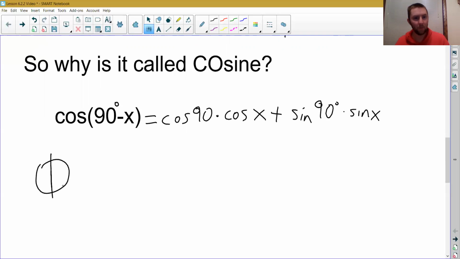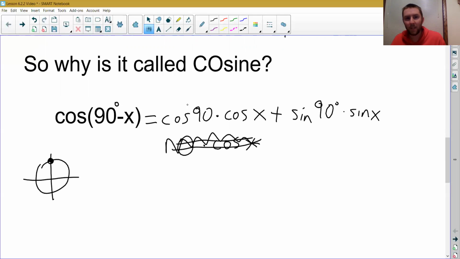If I go to my unit circle and remind myself where 90 degrees is, 90 degrees is up here, at pi over 2. So the cosine of 90 at this value, you could also do this on your calculator if you want. Make sure you switch to degree mode. The cosine of 90 turns out to be 0. The x coordinate here is 0. That multiplied by cosine of x, 0 times whatever the cosine of x is, doesn't matter at all. Because the cosine of 90 is 0, this whole thing is gone.